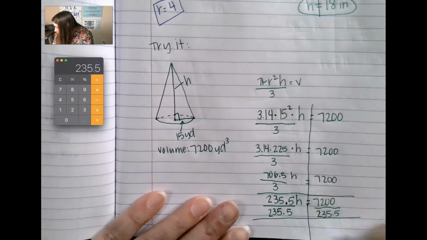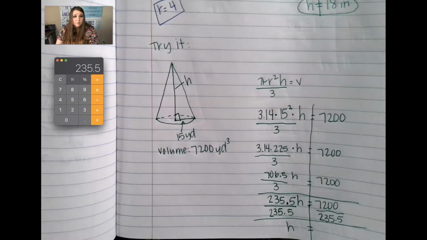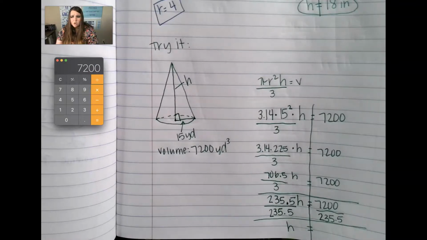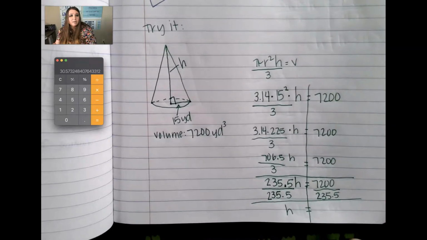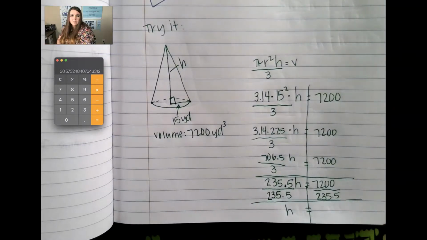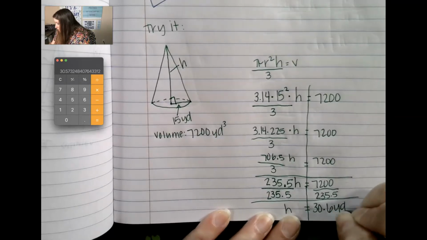Once I divide, that gives me a height of 7,200 divided by 235.5. Boom! Oh my goodness. Okay, we can round this to just be 0.6. So that's 7 tenths of 5 to round to the nearest tenth. Because that's what they want us to do, is round to the nearest tenth. So 30.6 yards.